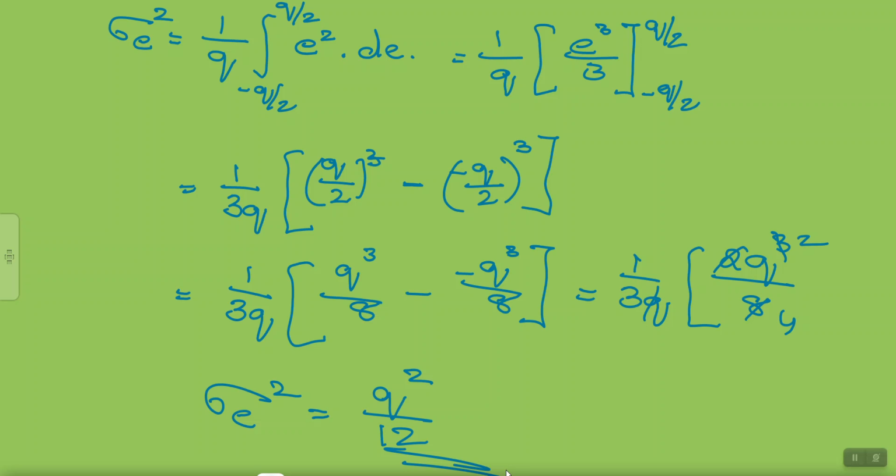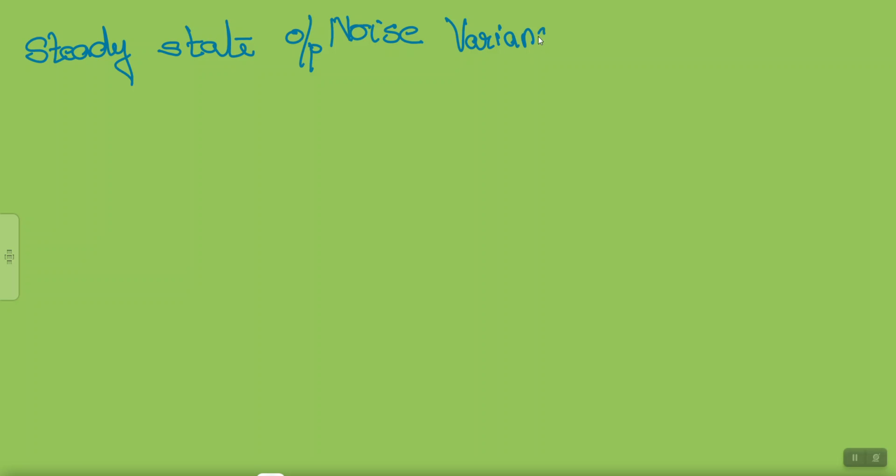Next we have to find the steady state output noise variance due to quantization.